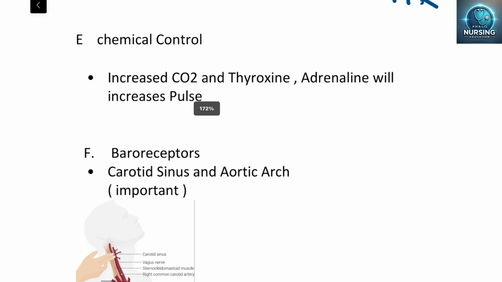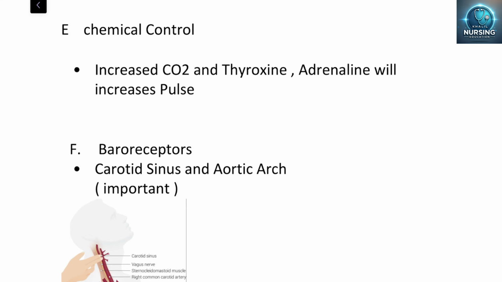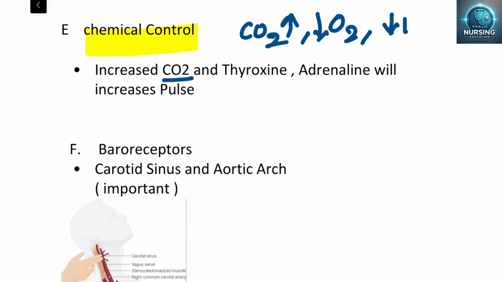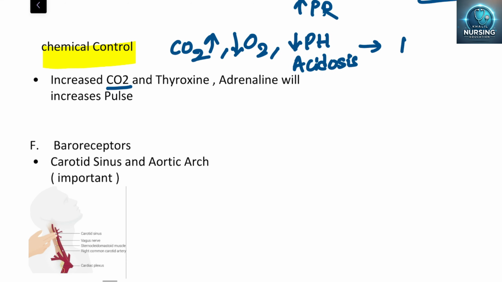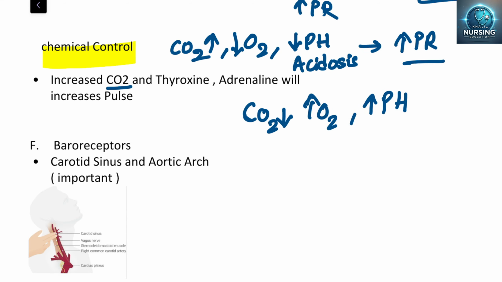Next, what are the other physiological actions? Chemical control, very importantly CO2. If carbon dioxide is retained in the body, or if oxygen is low in the body, or if the pH level is low, that means acidosis. Whenever there is acidosis, there is an increase in the heart rate, pulse rate. Clear? Okay. If the carbon dioxide is low and oxygen is high, or if the pH level is high, that will be called alkalosis.